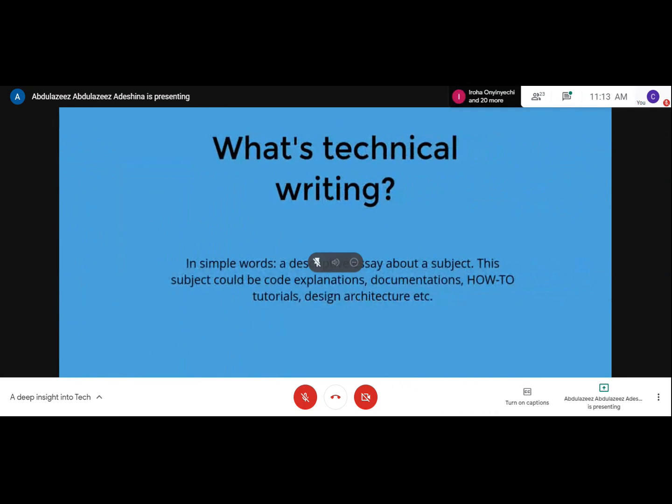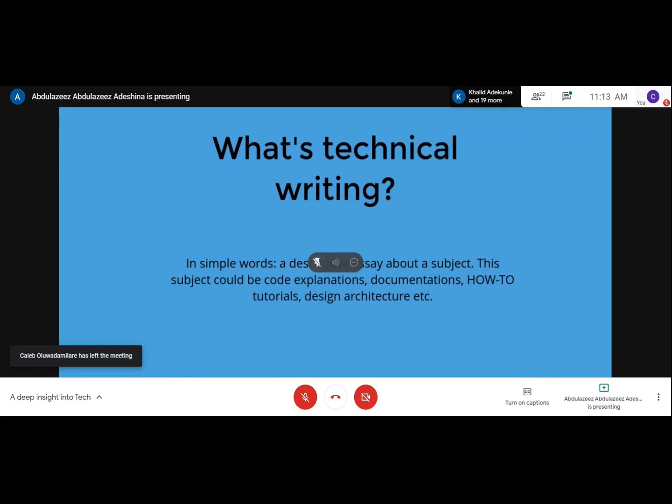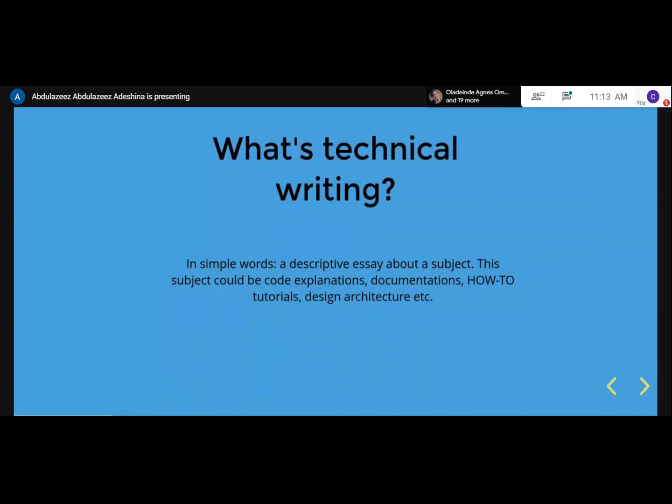So I'll move on to what technical writing is all about. In simple words, it is a descriptive essay about a subject. It could also be comparative or argumentative. When I say descriptive essay, I'm assuming that you are trying to explain a subject to the readers. When it is comparative, it means you are trying to compare maybe libraries or tools. For example, React versus Vue and Angular and the likes. That is an example of a comparative essay. A descriptive essay, for example, is how to build a to-do list using React or Vue.